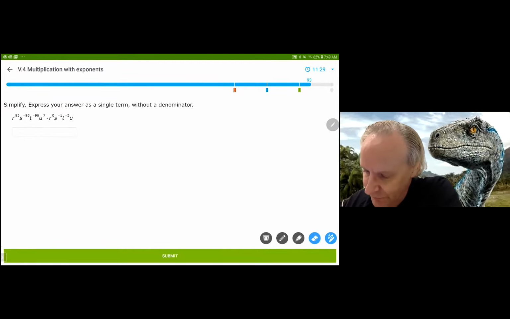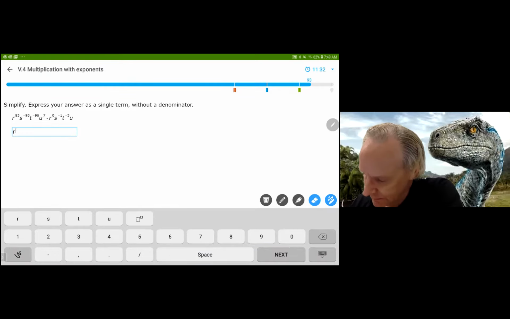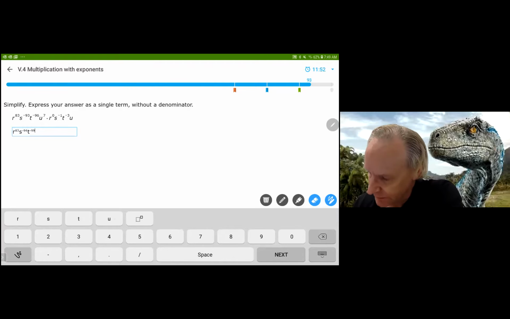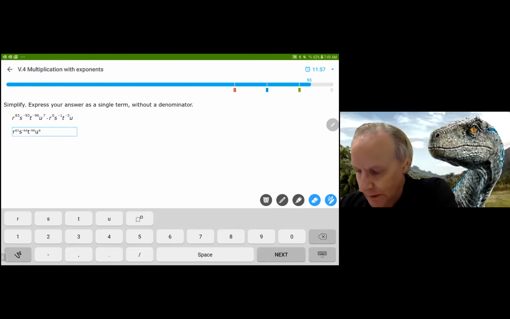All right, one more time. We have r to the 83rd power, I should say it correctly. S raised to the negative 94. That's how you would say that. T raised to the negative 99. And finally, U raised to the 8th power. And of course, those negative exponents can't be 0. Looks like it's okay.